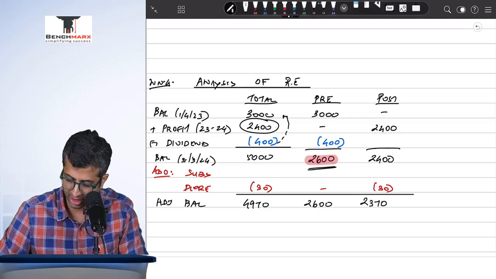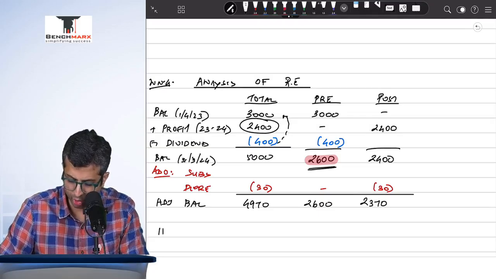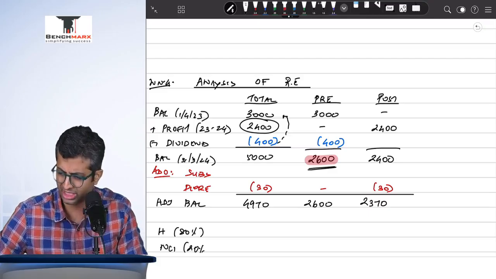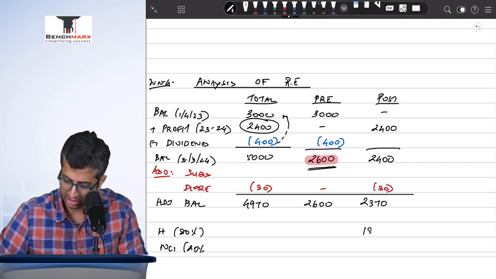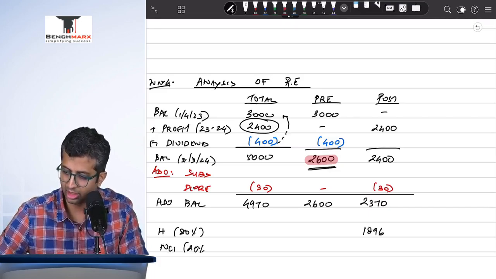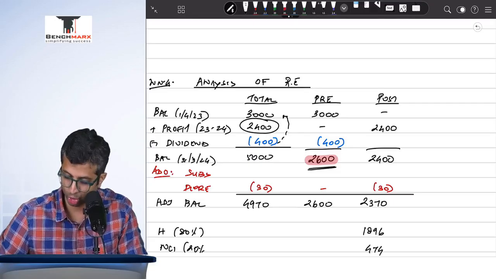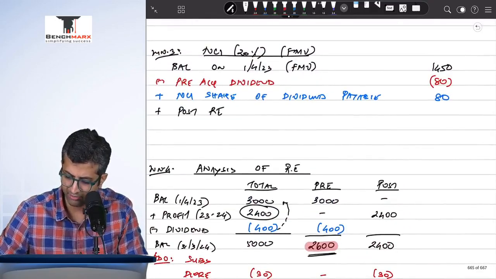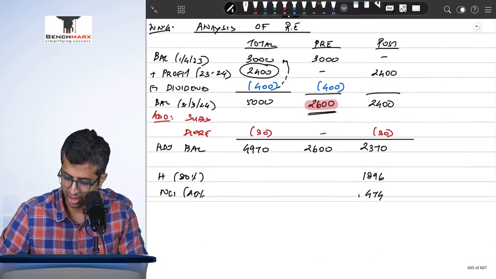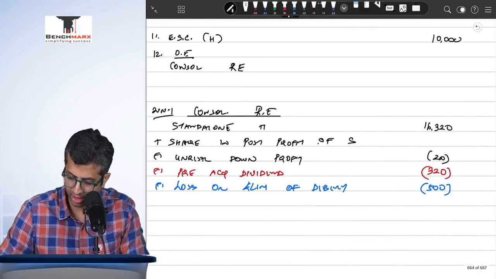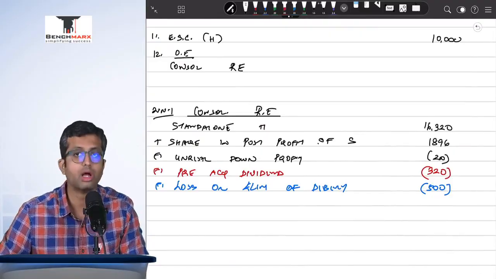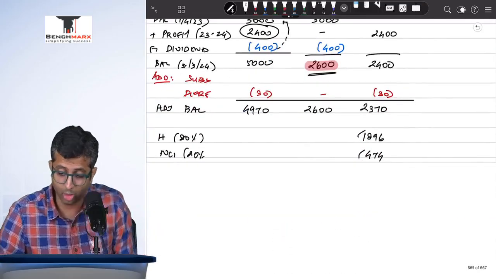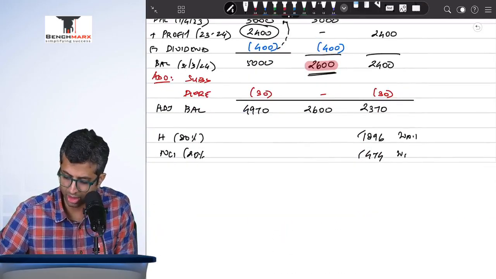Does it tally? Yes. Now I can say that the usual attribution goes to H 80%, NCI 20%. So if I go to the post section very clearly, 1896 should go to H and 474 should go to NCI. So I will add in my NCI share in the post acquisition retained earnings. This will increase by 474. Further I will add 1896 over here as my share in the post acquisition profits of the subsidiary. Now this is going in working note number 1, this is going in working note number 3.